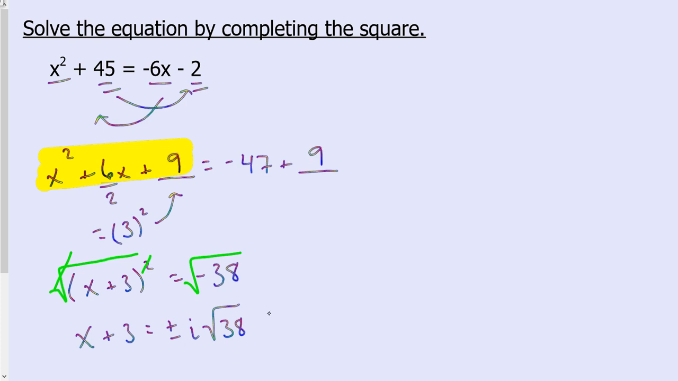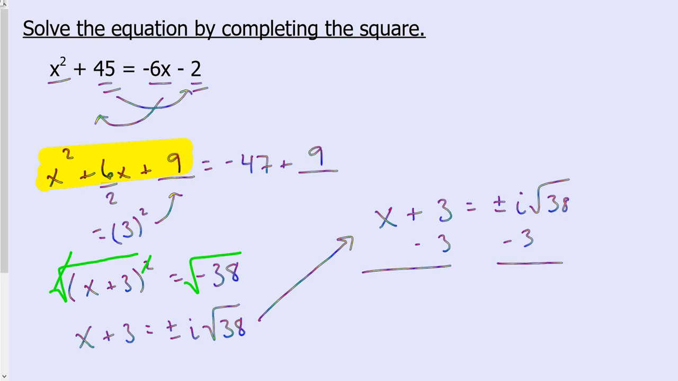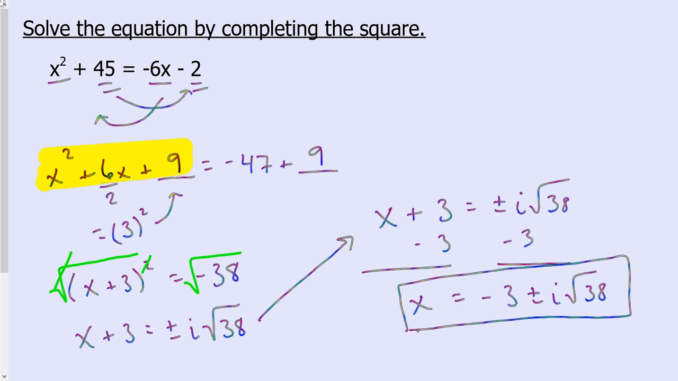So if we're going to write that as a solution, remember we've got a plus or minus with a radical, so we can just leave it there. We can subtract 3 from each side. So if we had x plus 3 equals plus or minus i root 38, we can just take a 3 away from each side. Combining like terms, which I don't really have any of on the right-hand side, that would just be negative 3 plus or minus i root 38. And that would be our two solutions that we would get via solving by completing the square.